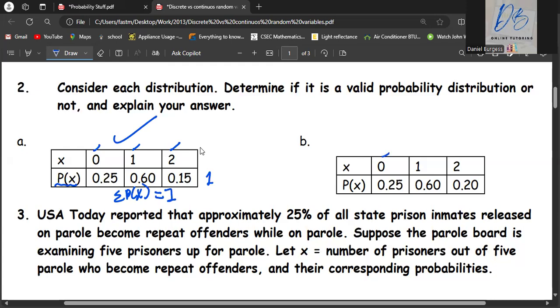So for B, we have the possible outcomes and the probability of each outcome. So 0.25 plus 0.6 is 0.85, and plus 0.2 will be 1.05. So since the sum of the probability X is not equal to 1, it will not be a valid probability distribution. Yeah, and that will be the end of this first part.